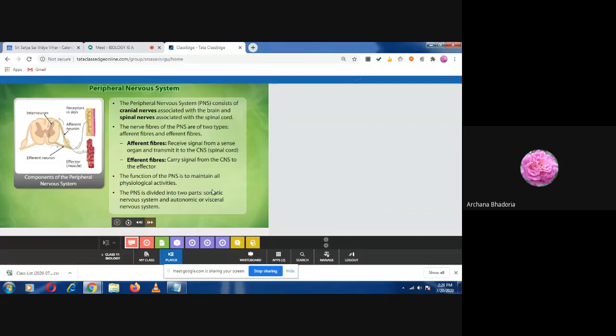Now, function of the PNS is to maintain all physiological activities. Write it down. It maintains all physiological activities. And already you have written that it is divided into somatic and autonomic. Shall I take up the next slide? All have understood what are the two types of the nerve fibers?